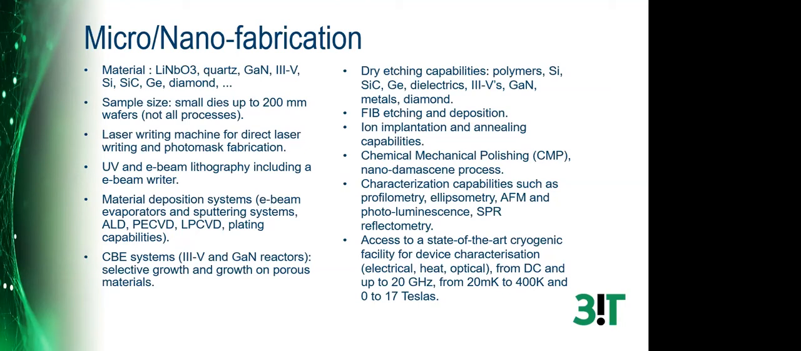And we have a lot of characterization capabilities, both in the clean room and in the class 100,000 clean room, as well as a state-of-the-art cryogenic characterization system where we can go DC up to 20 gigahertz testing, at very low temperature and very high magnetic fields. So this is typically the type of processes, and I call them building blocks, that we have in our facility.